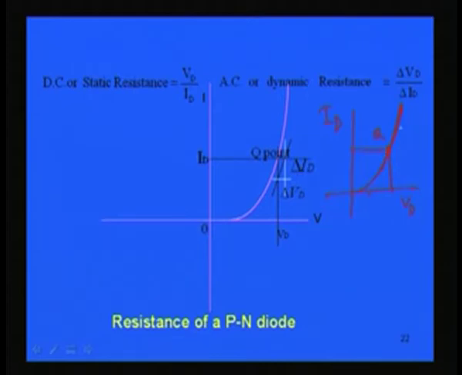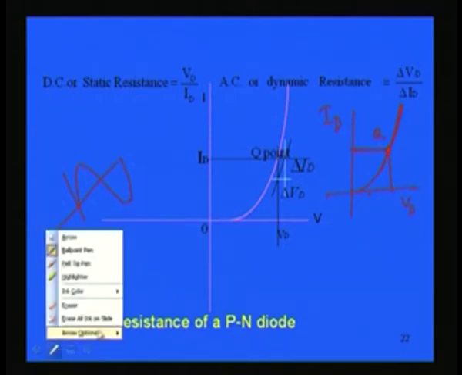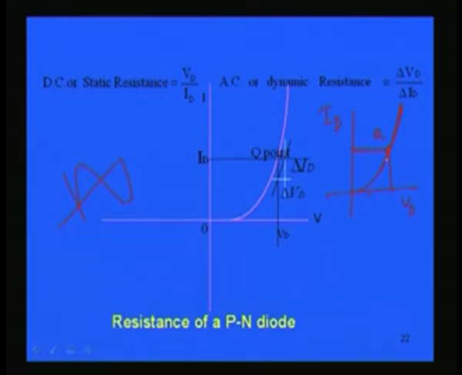But if we apply a variable voltage like a sinusoidal voltage, then we will have to find the dynamic resistance. Then how to find the dynamic resistance? What you do is draw a tangent at the point where you are operating the diode, and at two points on the tangent you find the difference in voltage and the difference in current.